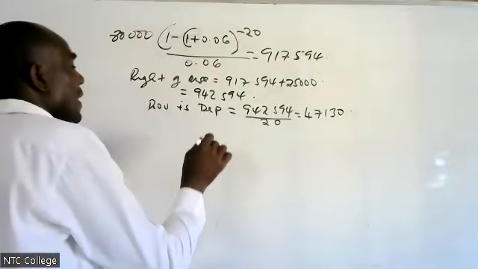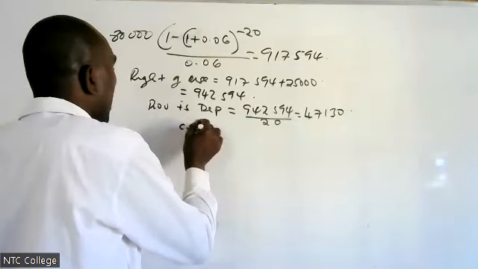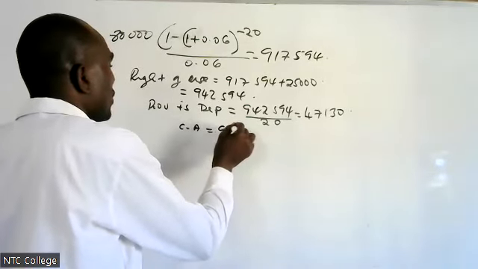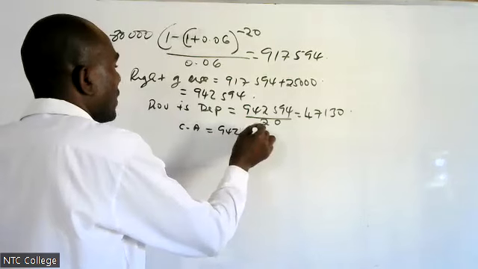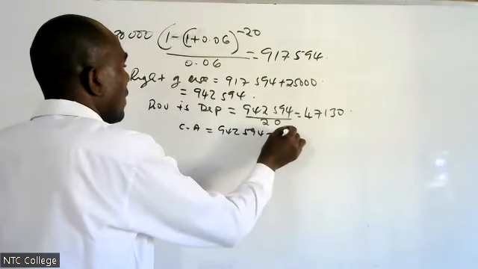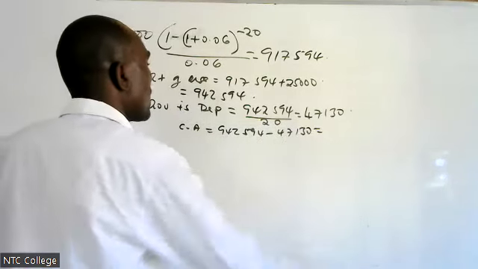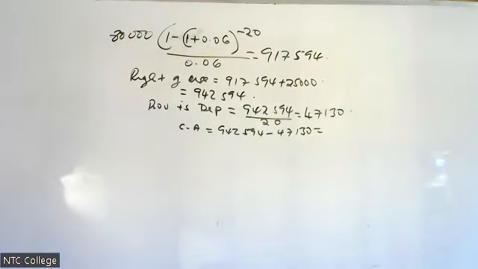Therefore, at the end of the year, my carrying amount equals 942,594 minus 47,130. That is how you report the right of use.